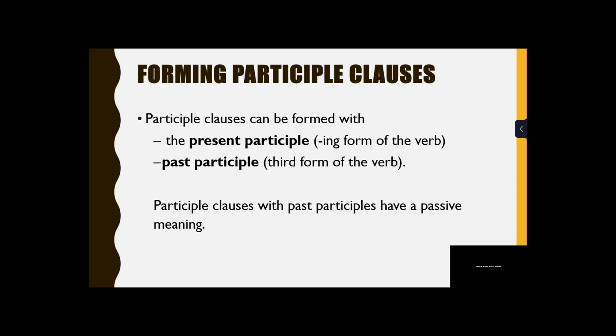Okay? So, participle clauses can be formed with the present participle, that is the ing form, and the past participle, the third form of the verb, like gone, seen, eaten. And when I use participle clauses with past participles, they have a passive meaning. You are using a passive sentence.